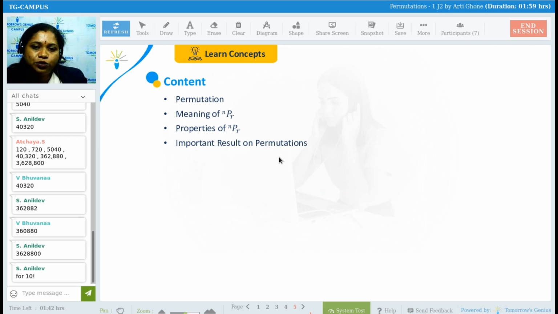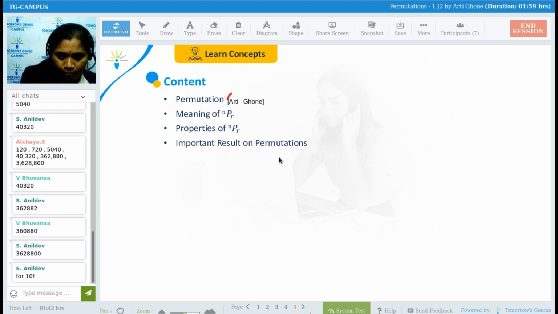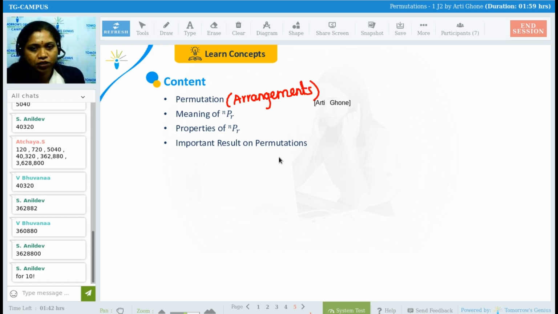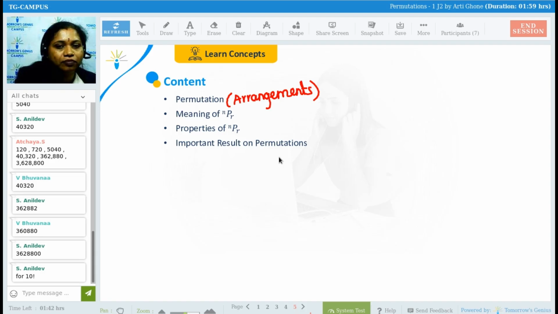Now what we are going to see today: what is permutations, what is the meaning of the notation nPr, properties of nPr, and important results on permutations. Permutations means arrangements. Though we have the permutation session today, I will make you understand with respect to combinations first.